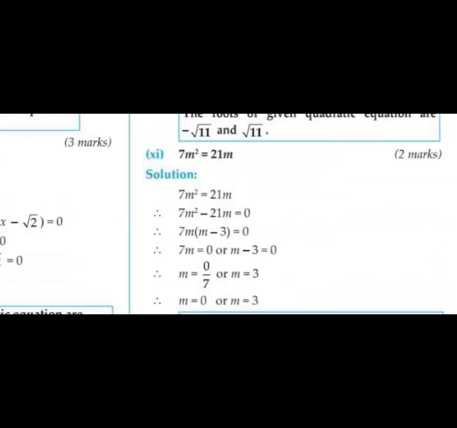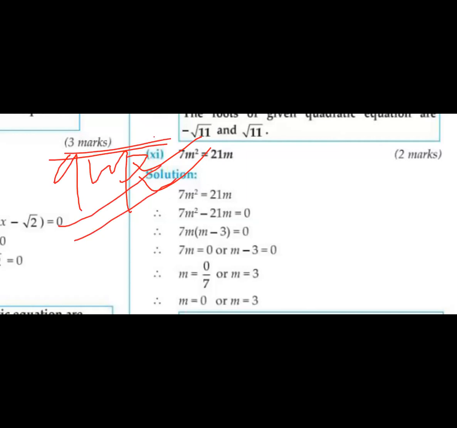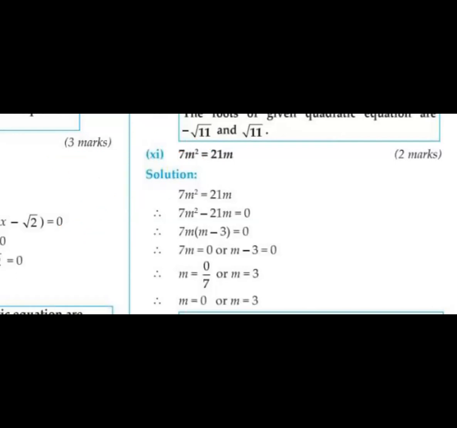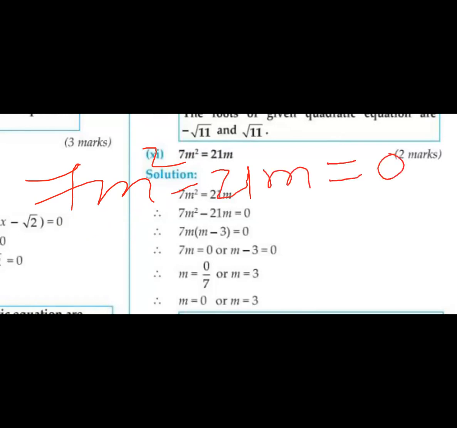Now this question is very important, my dear. This question is important. 7m square equals to 21m. Okay, so what is the value of a here? 7m square minus 21m equals to 0. So I am asking all of you, what is the value of a?